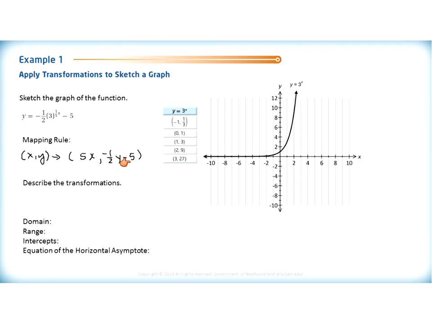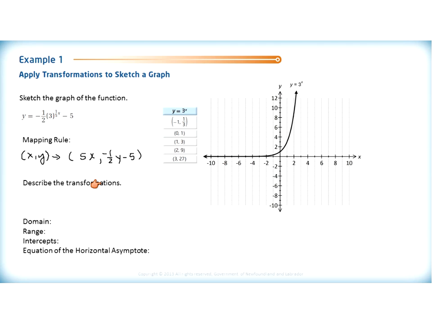Once we've created the mapping rule, it should be pretty easy to create a table of values for my new function. What we do, of course, is create a table of values for our base function. The base function is y equals 3 to the power of x. This number here has nothing to do with your mapping rule or with transformations. It refers to the base function that's being translated. The function that's being translated is y equals 3 to the power of x. A table of values for that function is here: x is negative 1, y is 1/3; x is 0, y is 1; x is 1, y is 3; x is 2, y is 9; x is 3, y is 27. And here's the graph of the base function.